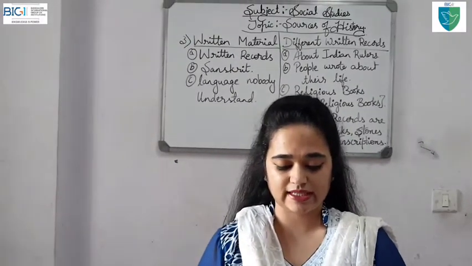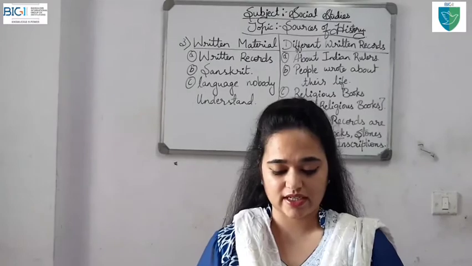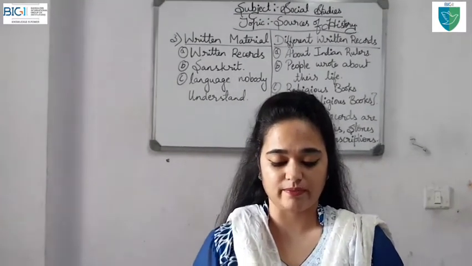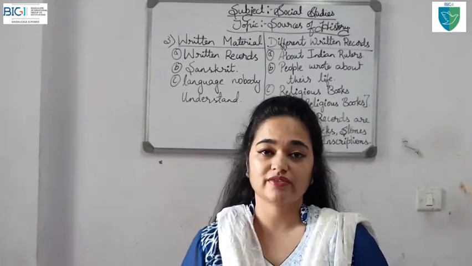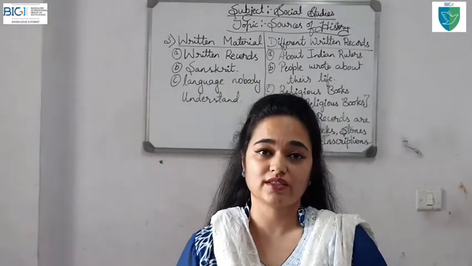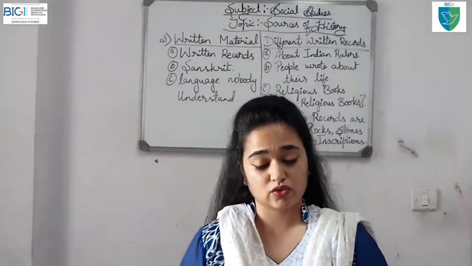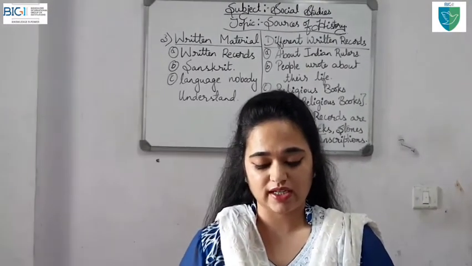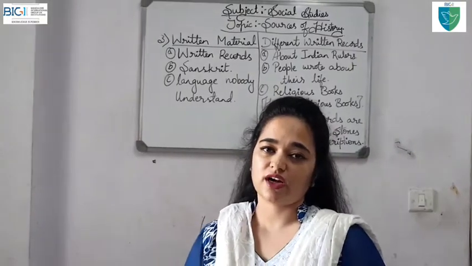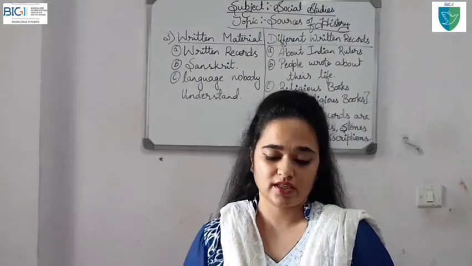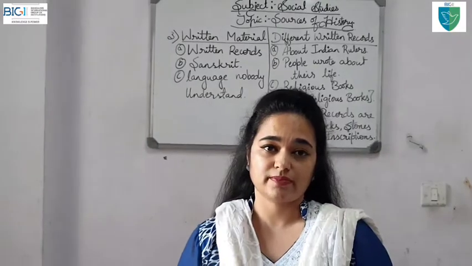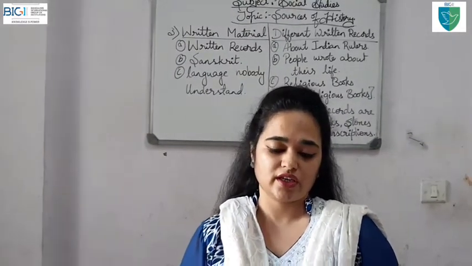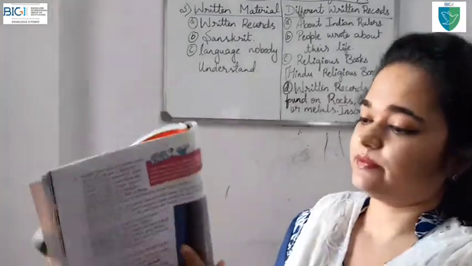Next, fourth paragraph. Written records are also found on rocks, stones or metals. So written records, even people used to write on rocks, pillars, stones and on metals also. These are called inscription. So what is this called? The written record which is found on rocks, metals, stones, pillars and all. It is called inscription.